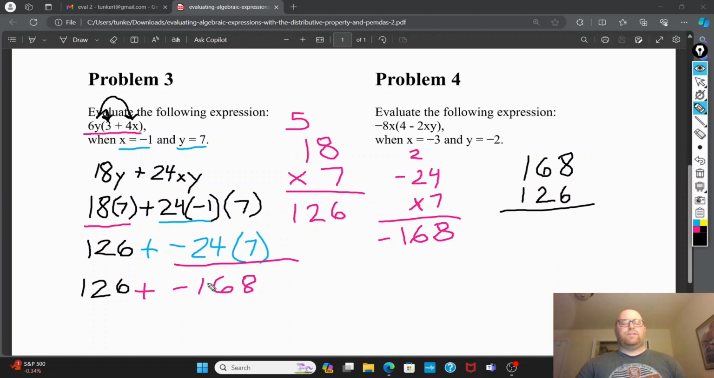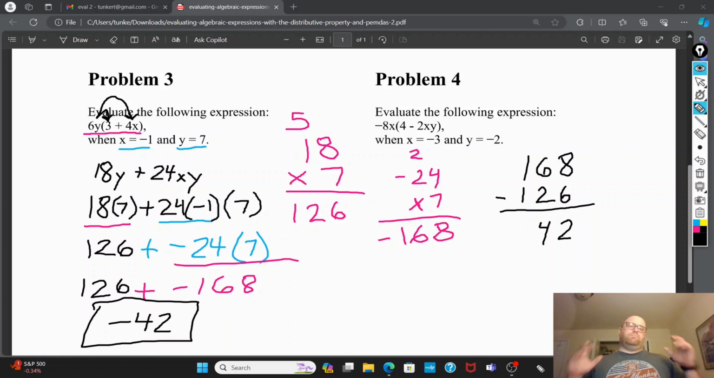And then since 168 is negative, we'll make this a negative number. All right, so 8 minus 6 is 2. 6 minus 2 is 4. And 1 minus 1 is 0, we don't have to write that. So our solution to problem 3 is going to be negative 42.